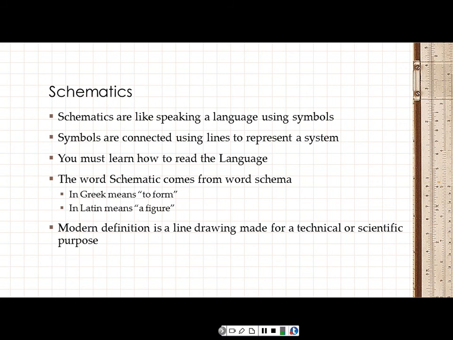Symbols are connected using lines to represent a system. You cannot understand somebody unless you speak their language.